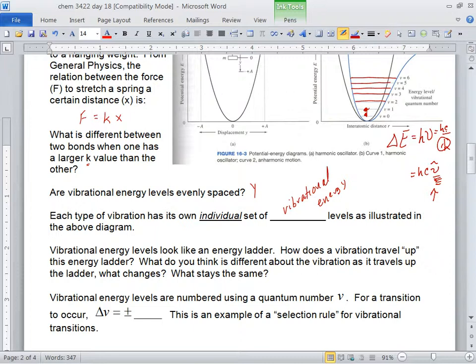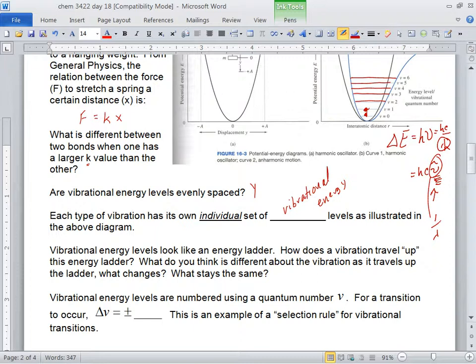It's this frequency with a tilde above it. It's called wave number, or 1 over wavelength. Right? That's 1 over lambda. So it should have units of inverse distance. And they just pick centimeters because it works out the best.